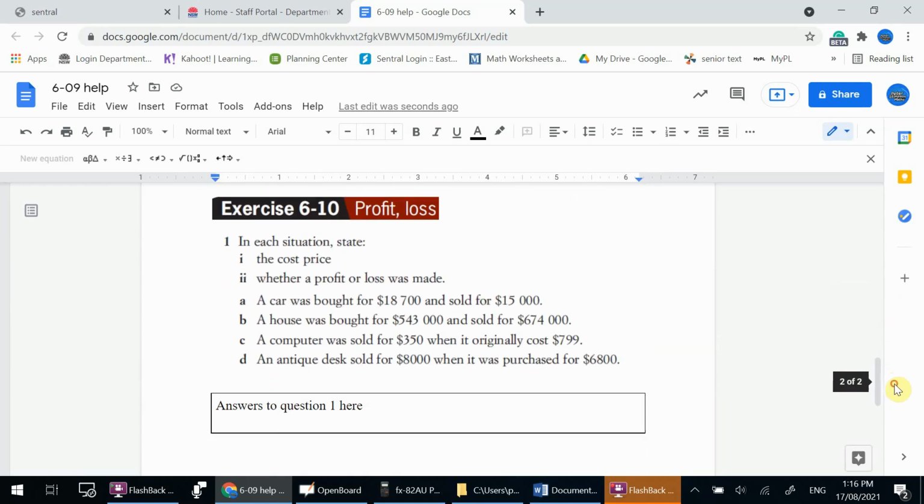Question 610, question 1, a little bit confusing. So what I'd do to set it out, and I'd put 1A and then the letter I. So we're finding the cost price. So 1A, part 1, the cost price is what you bought it for. Bought for 18,700. There's your cost price.